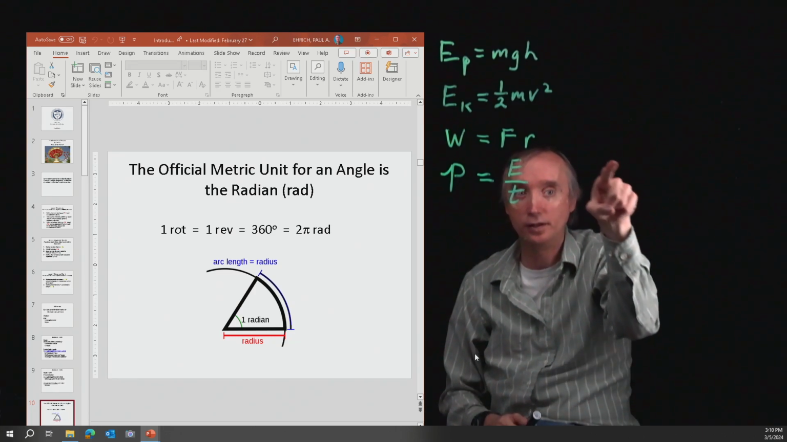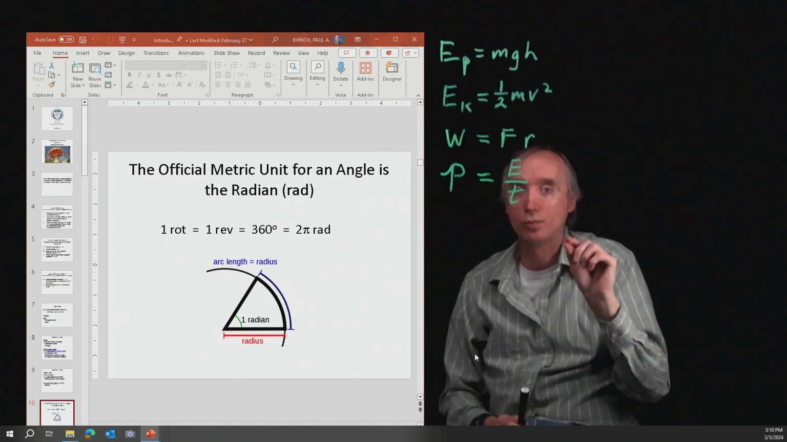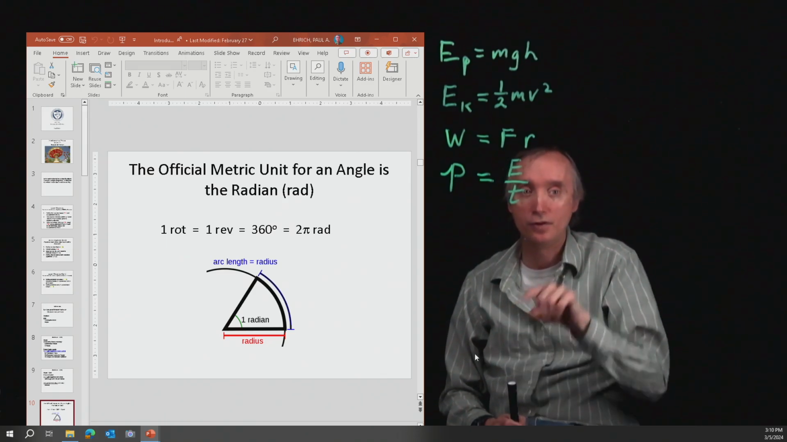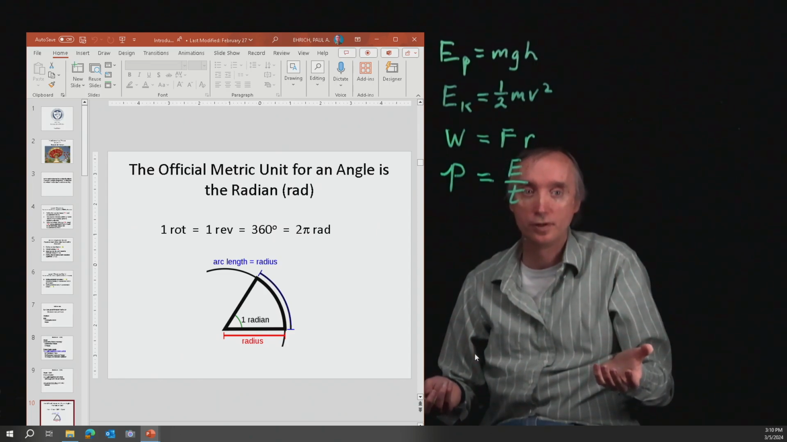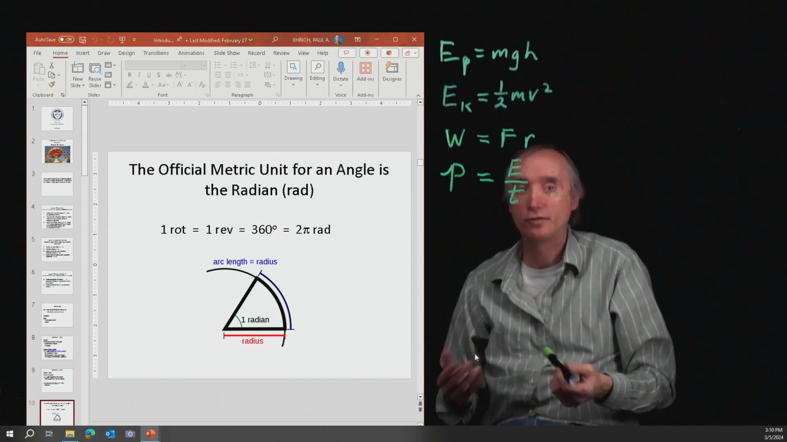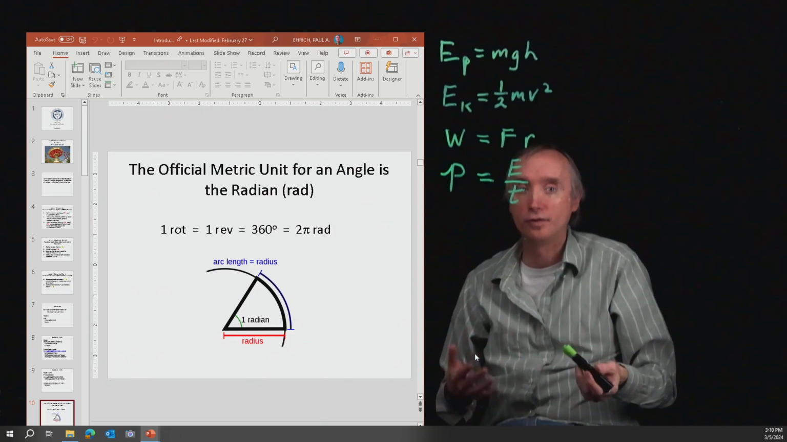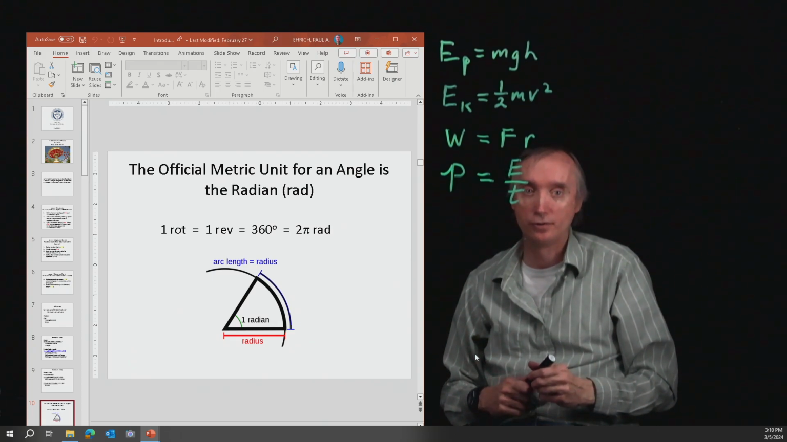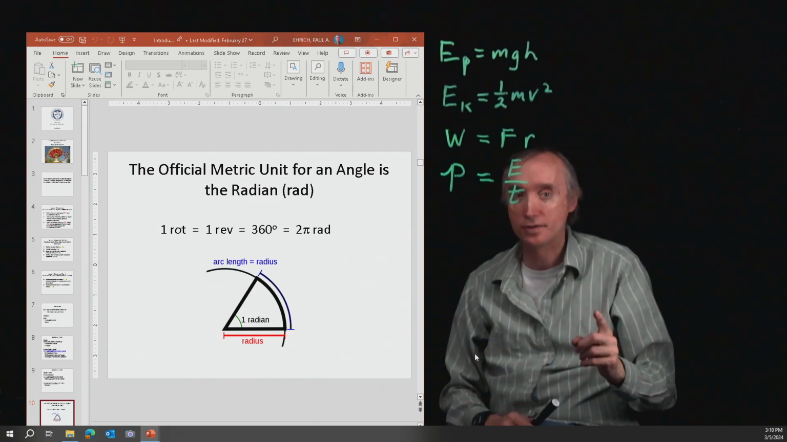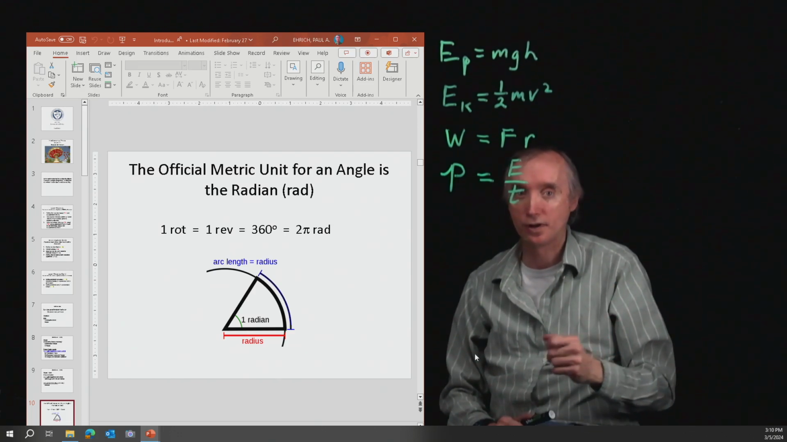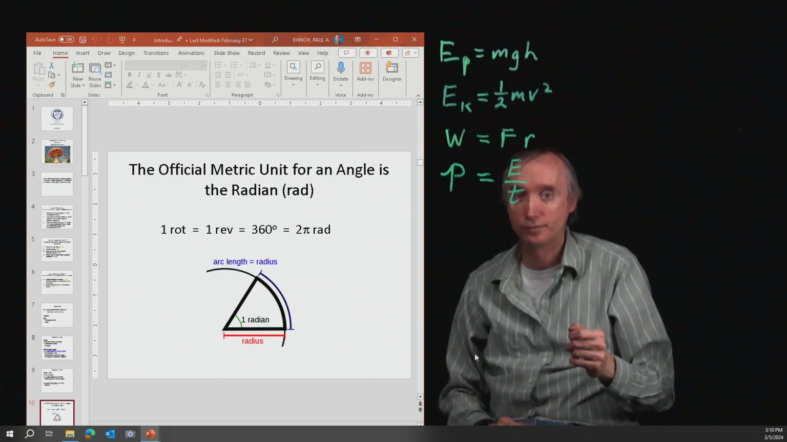If you go completely around in a circle, that's 1 rotation. If you only go halfway, that would be half a rotation. So a rotation is a unit for an angle. The revolution is a unit for an angle. The degree is a unit for the angle, but the official metric unit for an angle is the radian.